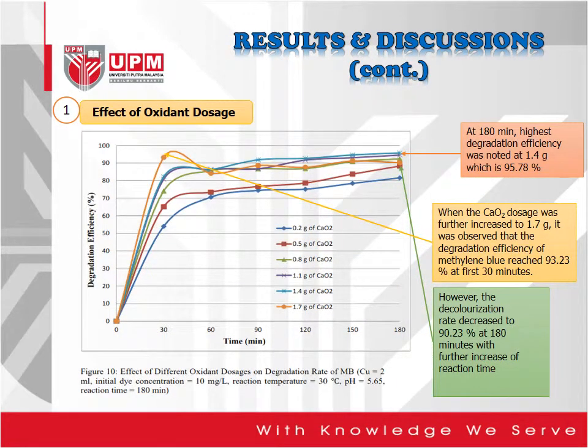Firstly, the effect of different dosages of calcium peroxide is studied. Based on the graph, the increase of calcium peroxide dosage will increase the degradation rate of dye solution. As we can see, the highest degradation efficiency was noted at 1.4 gram, which is 95.78%. When the calcium peroxide dosage was further increased to 1.7 gram, it was observed that the degradation rate reached 93.23% at the first 30 minutes. However, it decreased to 90.23% at 180 minutes.